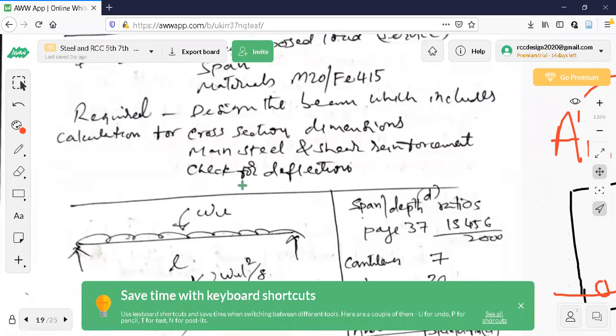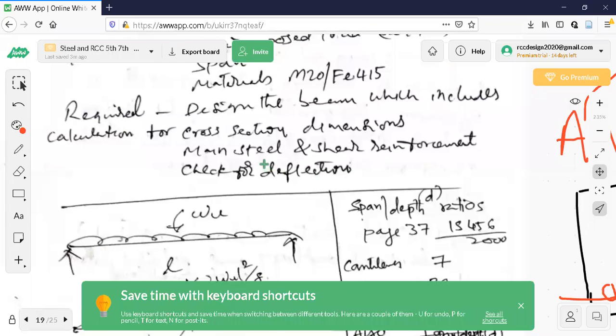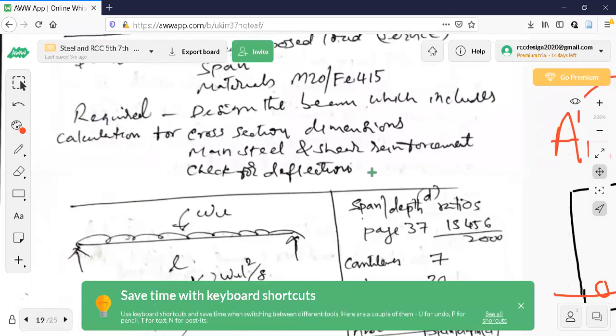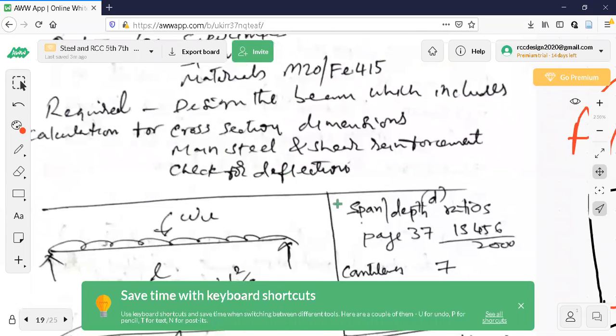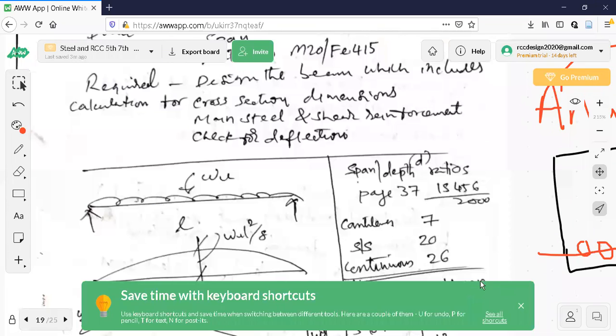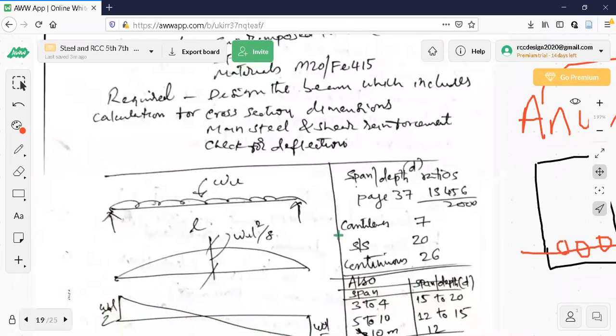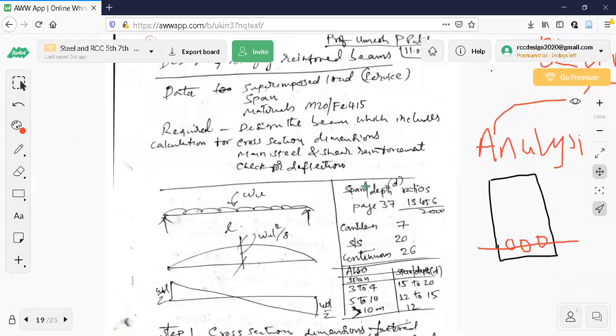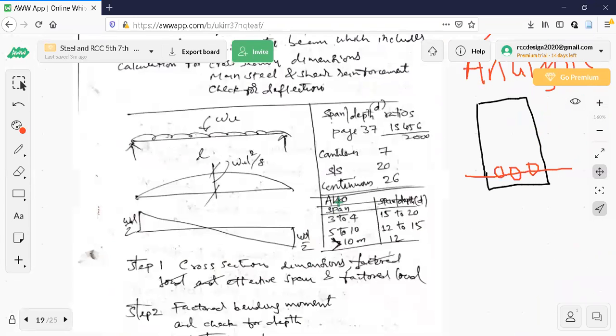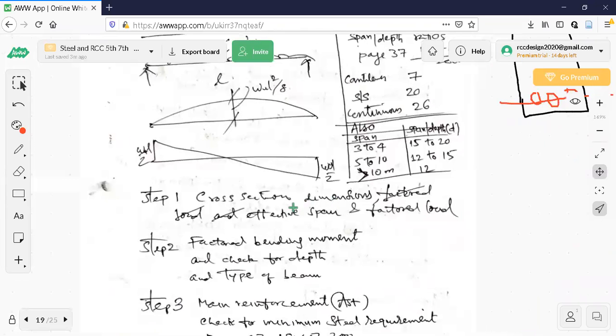So here I have not included check for development length, which is optional actually. Sometimes they are asking, sometimes they don't ask. Check for development length. What is that one? I'll tell you later on. Whatever they're asking in the question paper for design, I will cover that one. Some additional part, I will cover it in the subsequent classes. Okay, so let us proceed here. I'll just go through the steps, how to solve it. Then I'll try to solve at least 3 steps today.